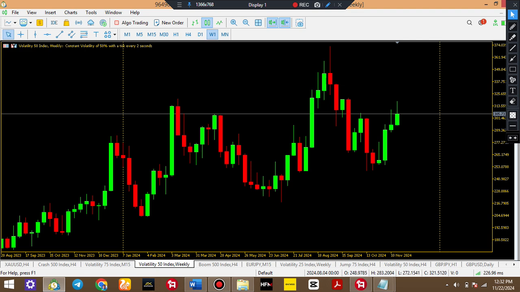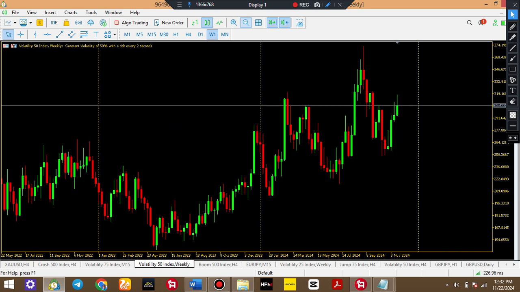Let me check very well. Okay, we can take this as a pullback. This is a break of structure here. The last low, price broke above it. So okay, price is bullish. Let's take all these moves towards the downside as pullbacks into the bullish order block towards the upside. Okay, price is bullish on the weekly time frame, but let's check what is happening in the daily time frame.